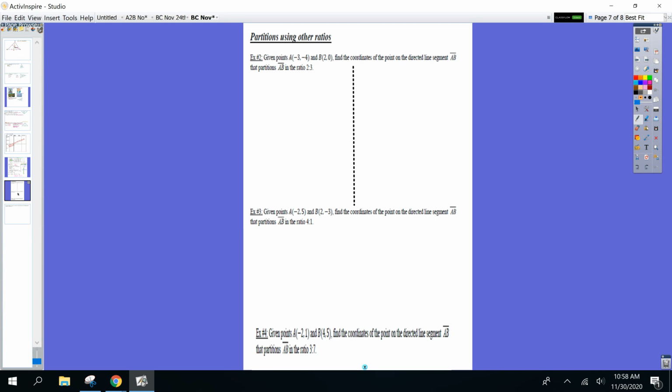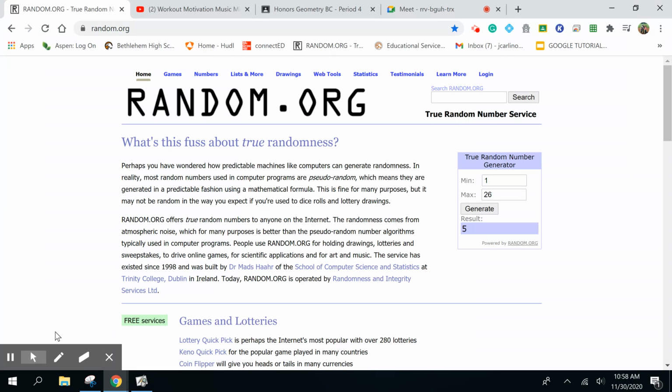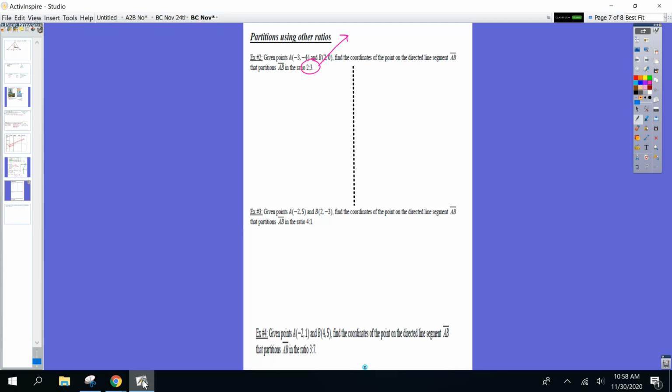2 to 3. First thing to ask yourself, how many total parts do I need? How many total congruent parts do I need if I'm going to break it up into 2 on one side, 3 on the other? Emily, how many total congruent parts? 5. Yeah, 5. 2 to the left, 3 to the right. We're going to break this up into 5 congruent parts total.